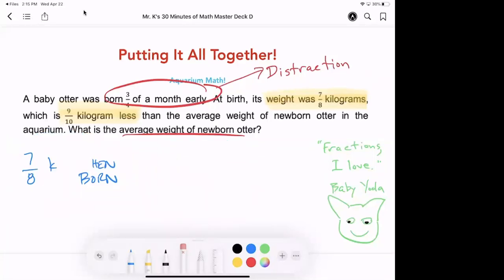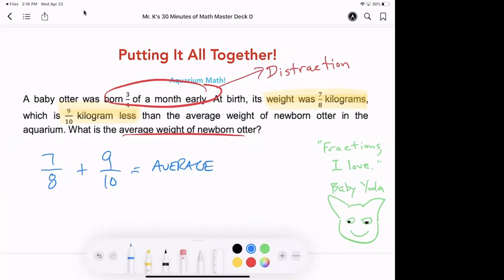So let me get rid of all that. If we have 7/8, that's what it was when it was born, and we add the amount that it was less than the average, we'll get the average. All right, so we'll get to the joke in 1 second. So we need to decompose the eighths and the tenths.